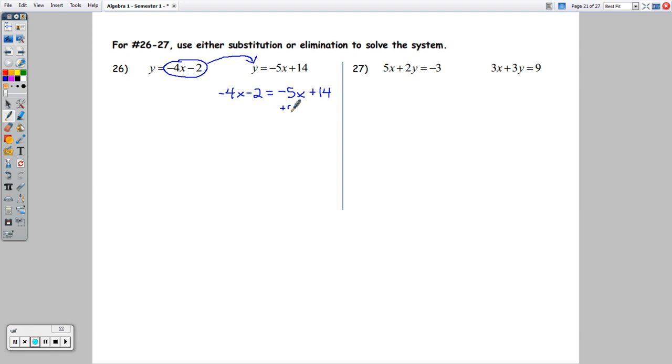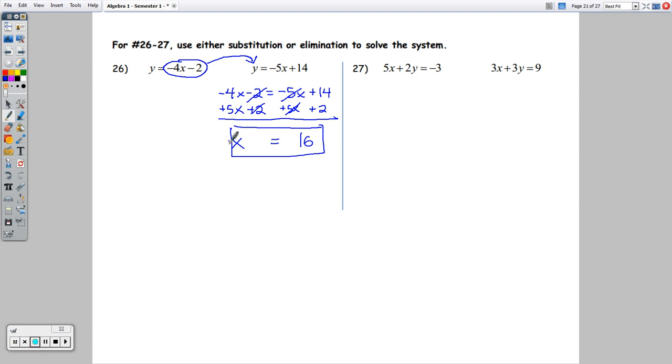So you can add 5x to both sides, and that would move the x's to the left. So I want to move the regular numbers to the right. Add 2 to both sides to do that. This would be x equals 16. So that's one part of the puzzle here. We're solving the system though, so we need x and y.